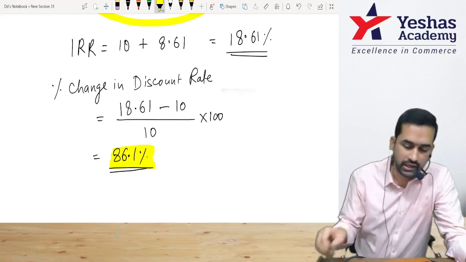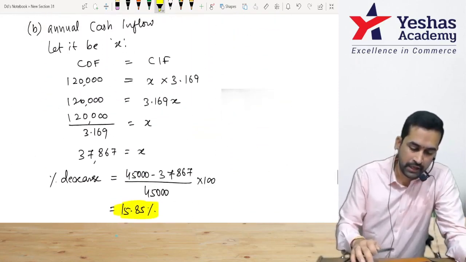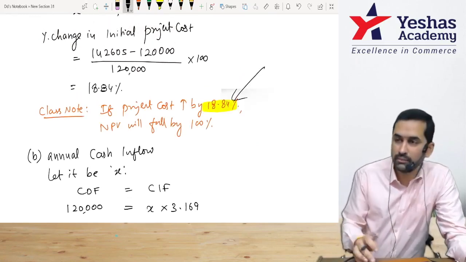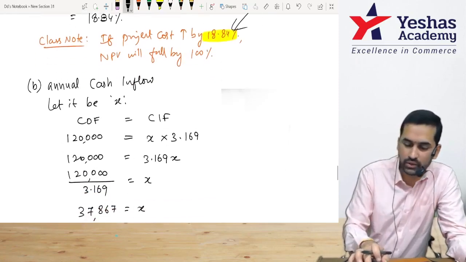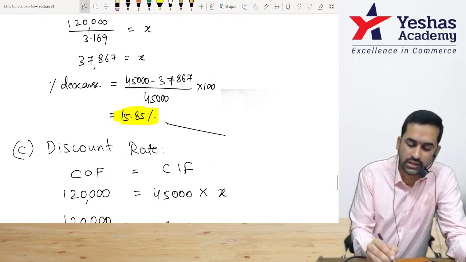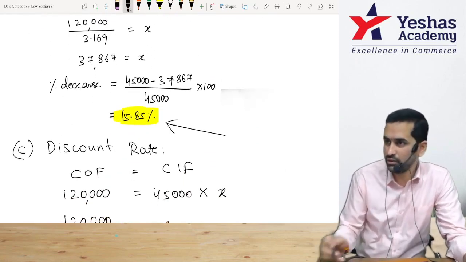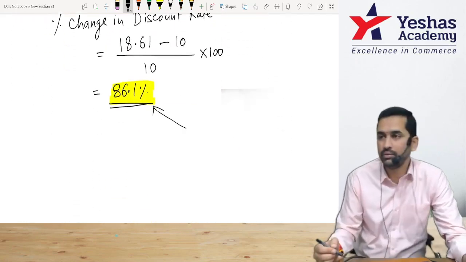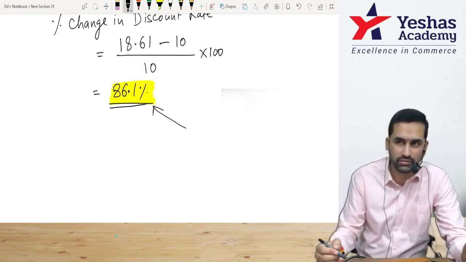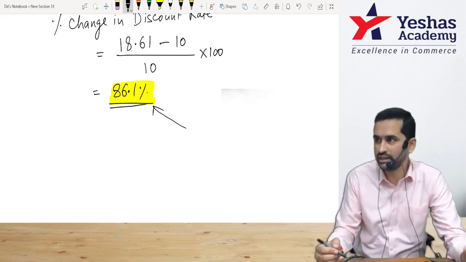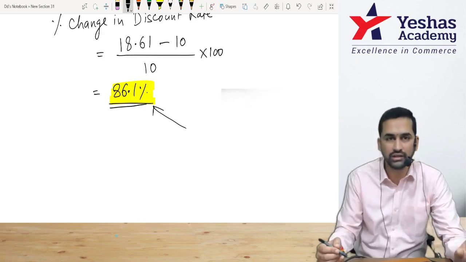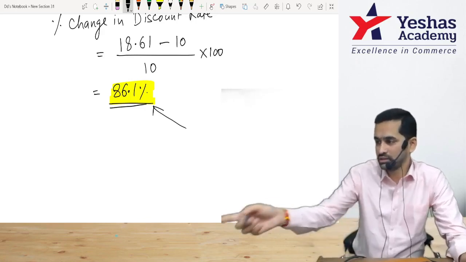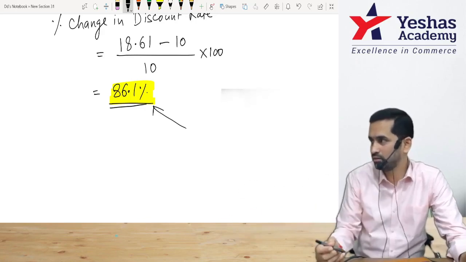Now tell me the 3 answers that you have here. This changing by 18.84 will bring down NPV to 0. But if this changes by just 15% also, NPV is 0. But this has to change 86% for NPV to be 0. That means a very small change in price or cash inflow is enough to bring your NPV to 0. That was the same conclusion under the old method also.